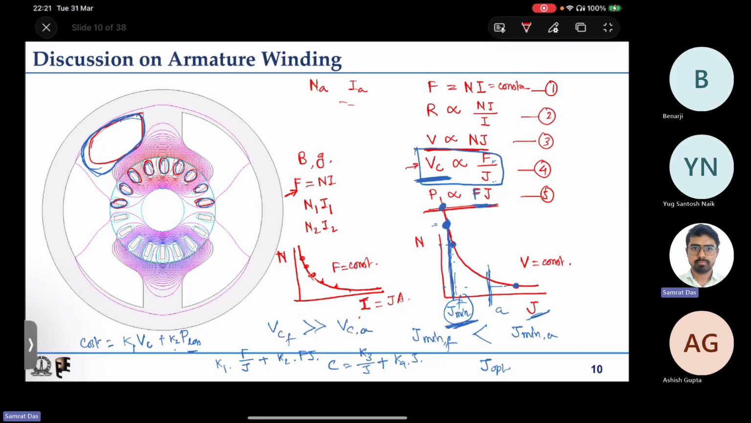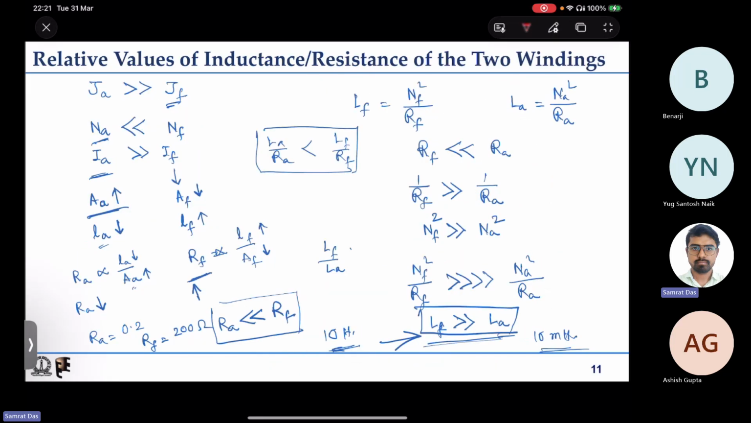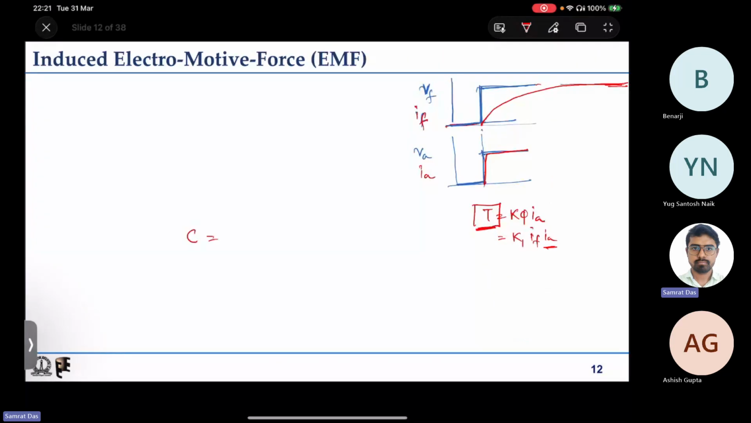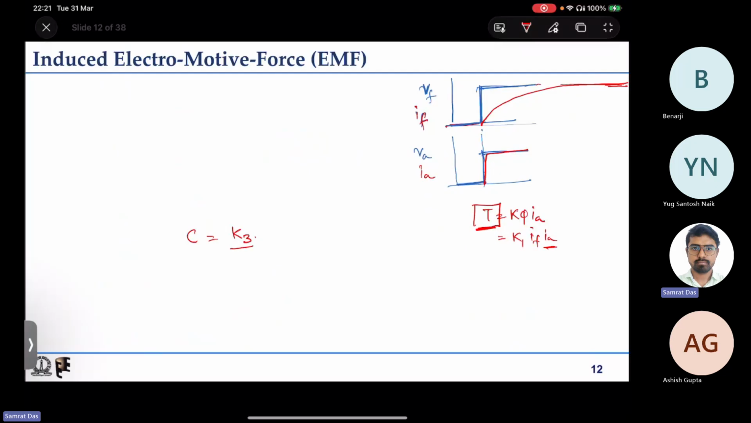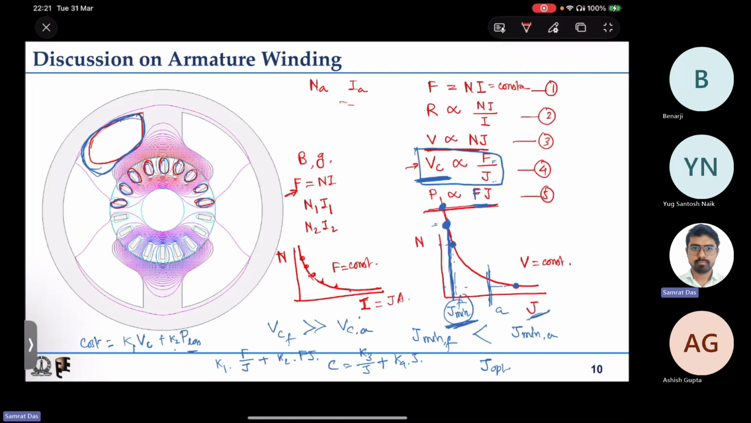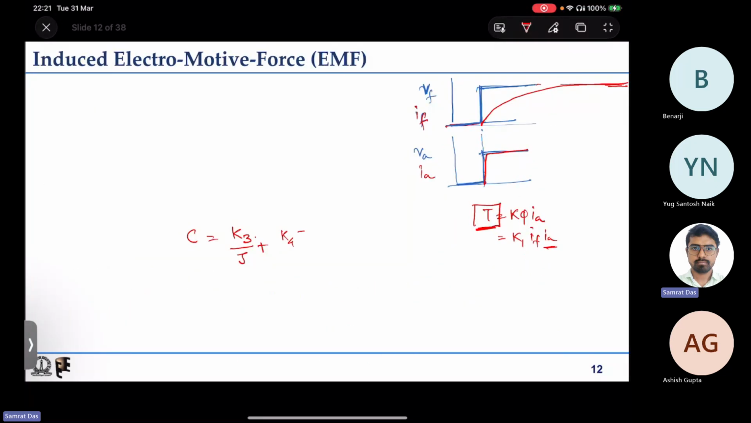So if you actually have this cost function, C, finally you have some K3 into, what was that, K3 by J plus K4 into J. You have some cost function which you want to reduce. So your only variable is J. The only parameter that you can vary, the only thing that you can decide to optimize, is the current density.